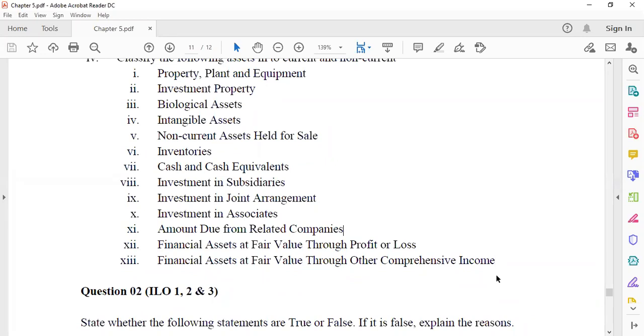What about a kind of strategic investment? Strategic investment, right? What do you mean by strategic investment?